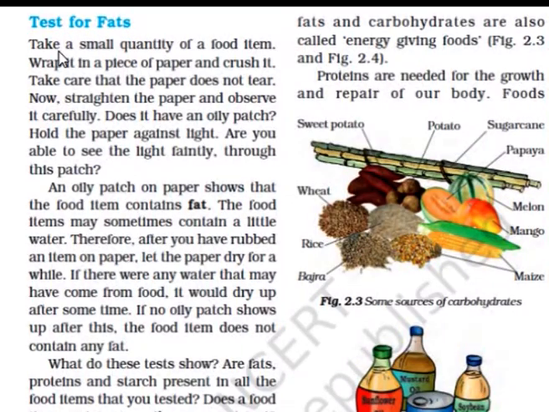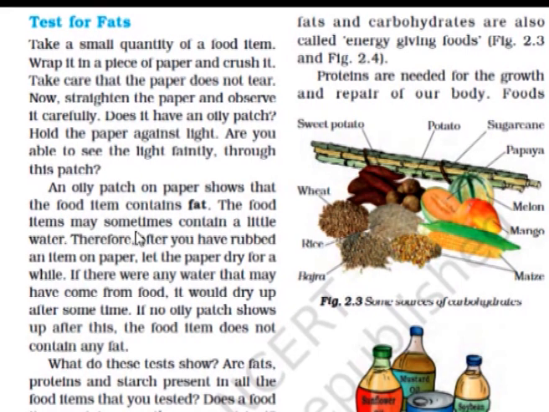For fats, take a small quantity of food item. Wrap it in a piece of paper and crush it. Take care that the paper does not tear. Now, spread it on the paper and observe it carefully. Does it have any oily patch? Hold the paper against light. Are you able to see light faintly through this patch? An oily patch on the paper shows that the food item contains fat.